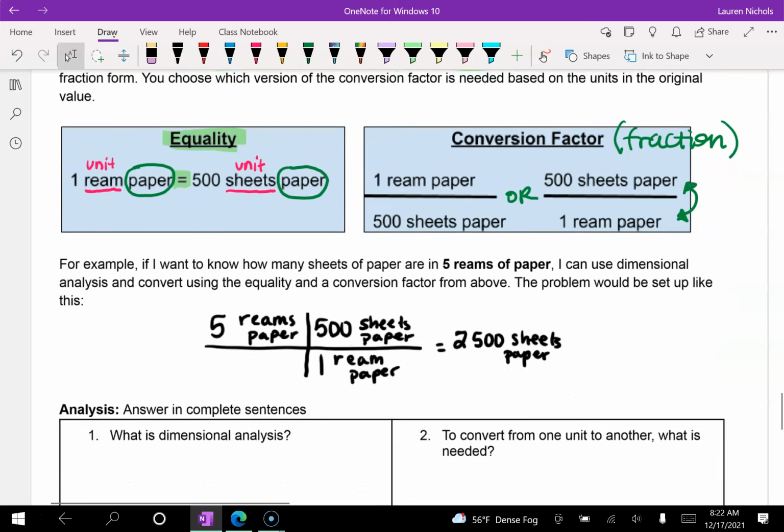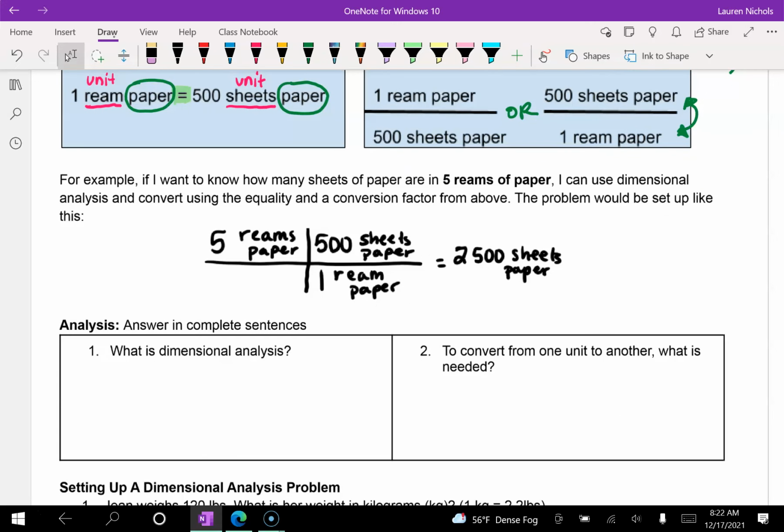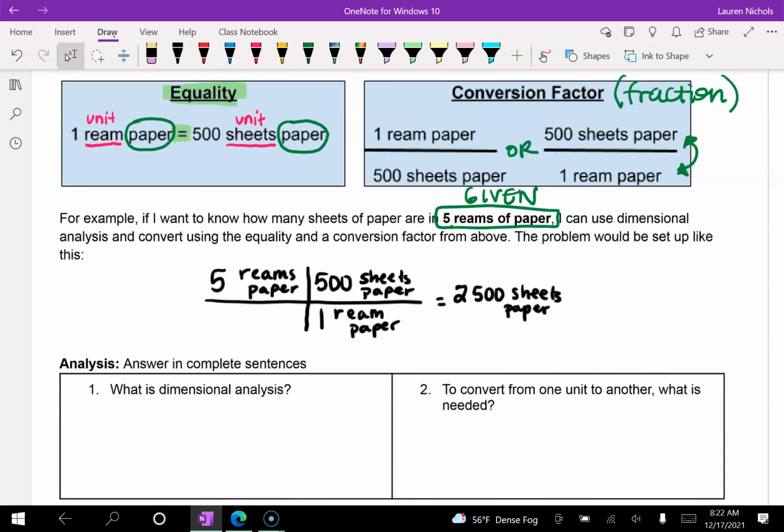So when we use dimensional analysis, if we look at this, it says if I want to know how many sheets of paper are in 5 reams of paper. So this is what I'm given. This is what I have. We can use dimensional analysis to convert using the equality and a conversion factor from above. So we set it up like this. We put our given right here. Okay, so we have our given, and we see that we used a conversion factor here.